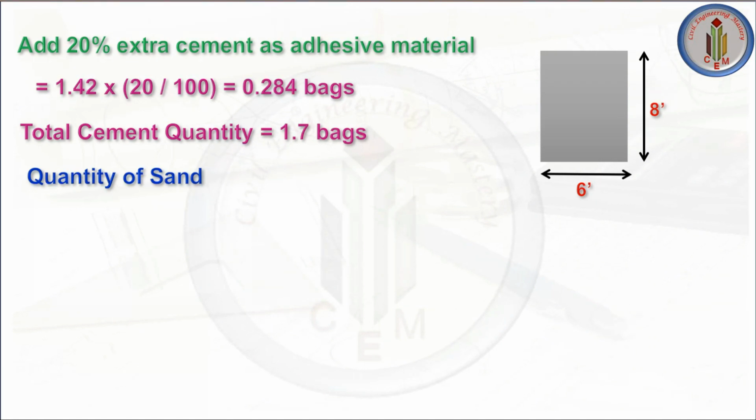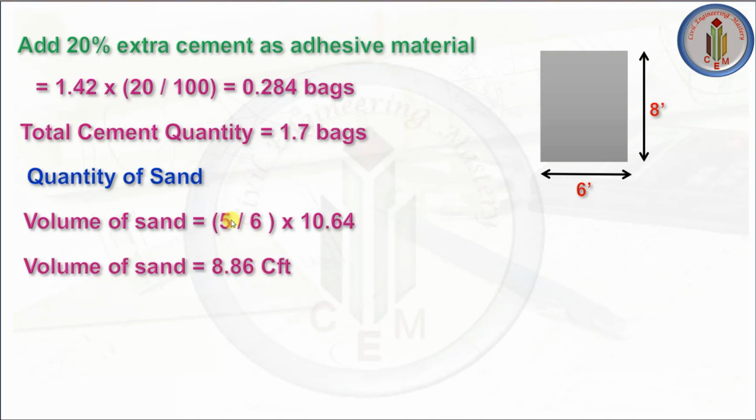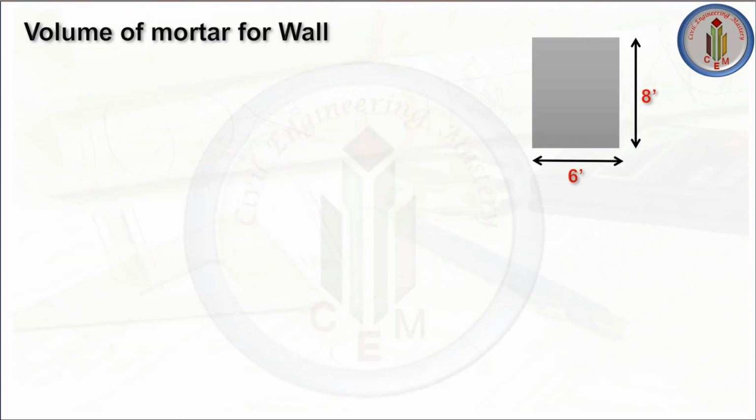Next, quantity of sand. Volume of sand is equal to ratio of sand divided by total ratio multiplied by dry volume. So 5 is the ratio of sand, 6 is the total ratio, multiplied by dry volume. We get 8.86 CFT. Now we are done with the volume of mortar for floors. Next we are going to calculate volume of mortar for wall.